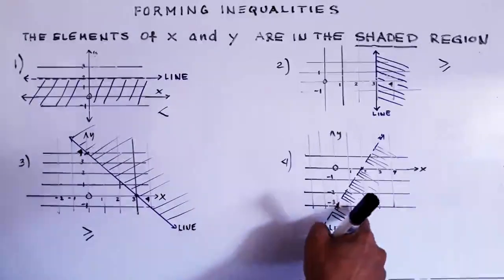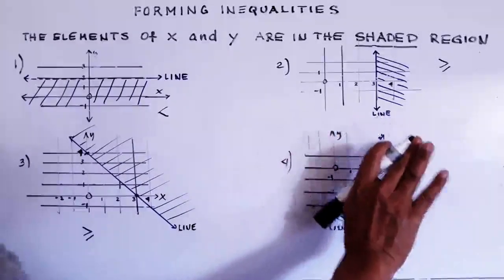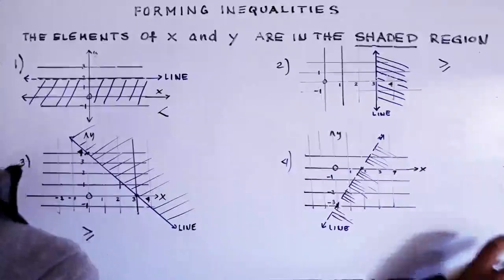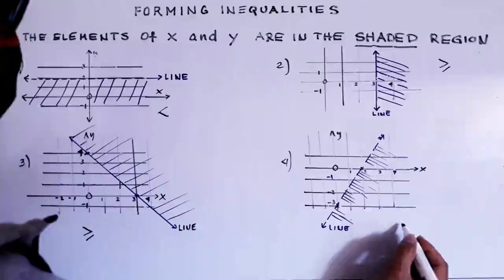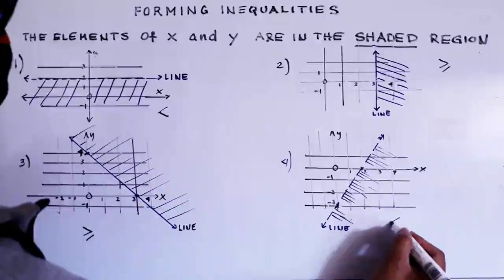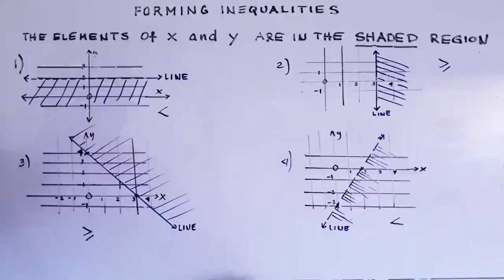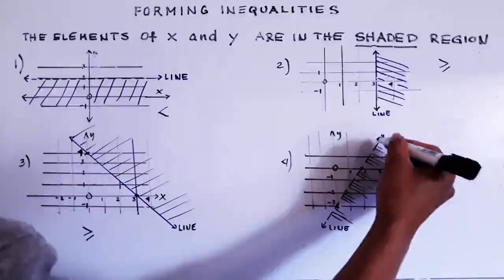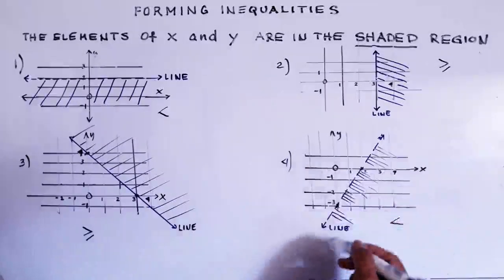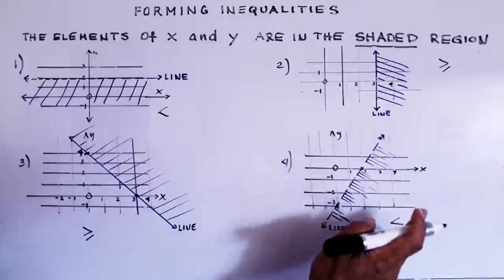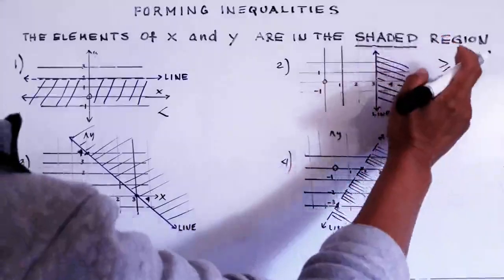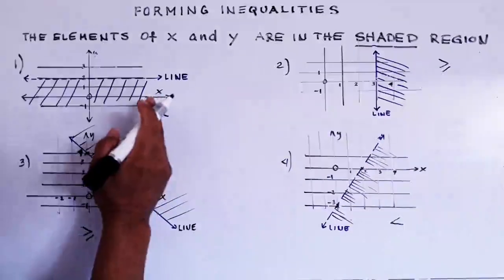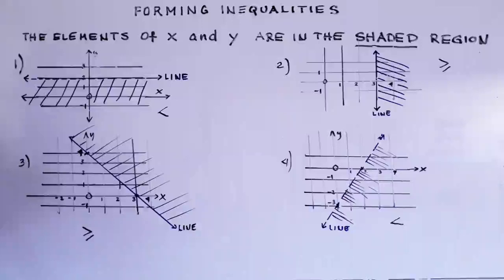Now for number 4, the shaded part is going down. So it's becoming smaller and smaller. Therefore, for this one, the symbol is like this. Do we need the equality here? No, because it's a dotted line, so it's a less than only. So we have less than, greater than or equal to, greater than or equal to also, and this one is less than. Alright, let's form the inequality now.